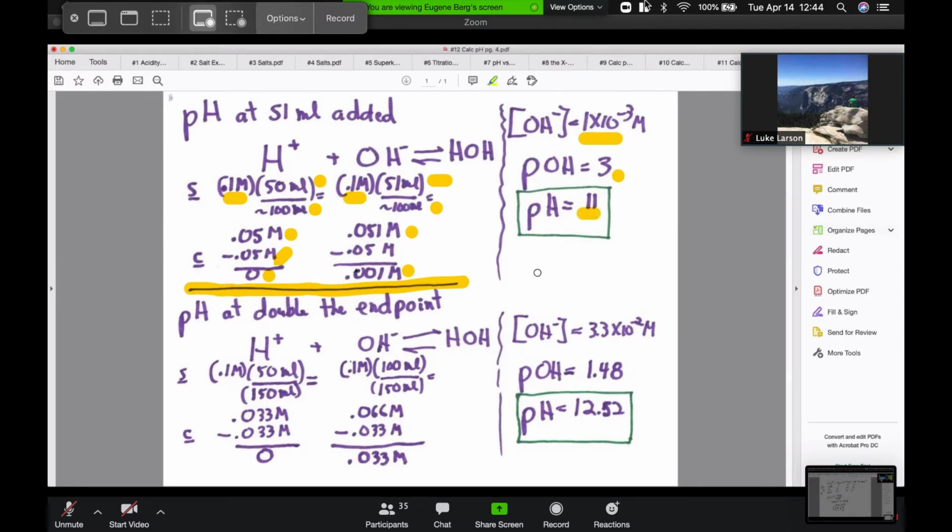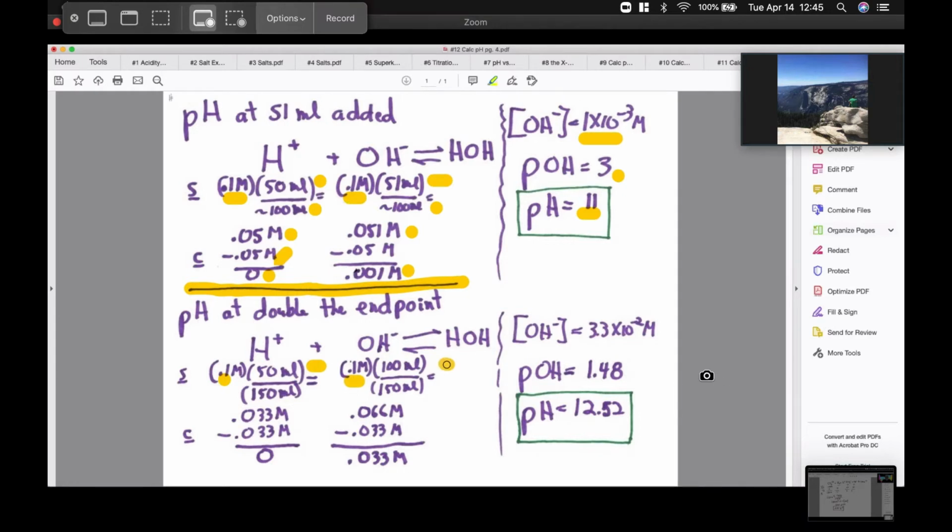Okay, now one more point. Let's get double the endpoint. Notice the situation is the same on the acid. It's 10th molar, 50 milliliters of it. The base is 10th molar in the burette. The burette wants you to add now 100 milliliters of it. Total volume is 100 plus 50, 150.